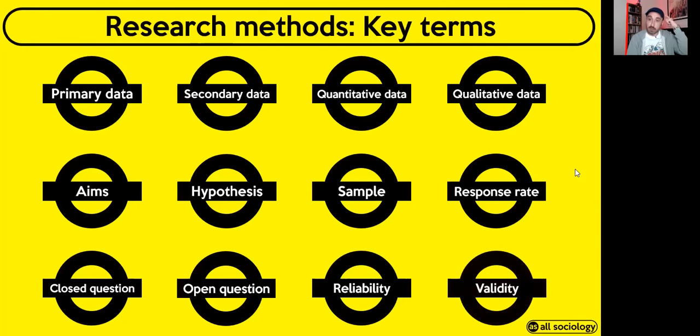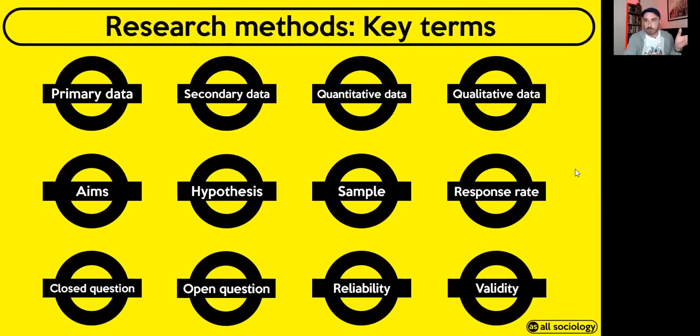And then the other one we've got is validity. Now, validity, again, means something very specific in sociology. It means how truthful, trustworthy, or true to life a piece of data is. So if you've asked somebody a question and you think they've lied, the likelihood is that it will have low validity because it's not going to be true to life. Okay, so there we go.